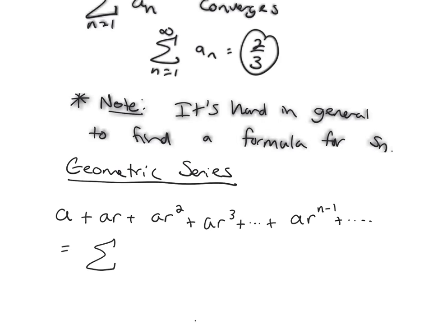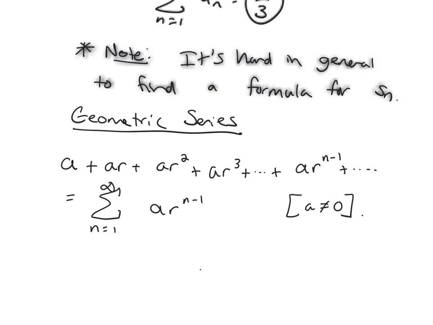And you could write this as a sum with the formula AR to the n minus 1. And here I'm only considering A not equal to 0, because if A was 0, it would be pretty boring. 0 times any number is 0, so it's a list of zeros. Okay?